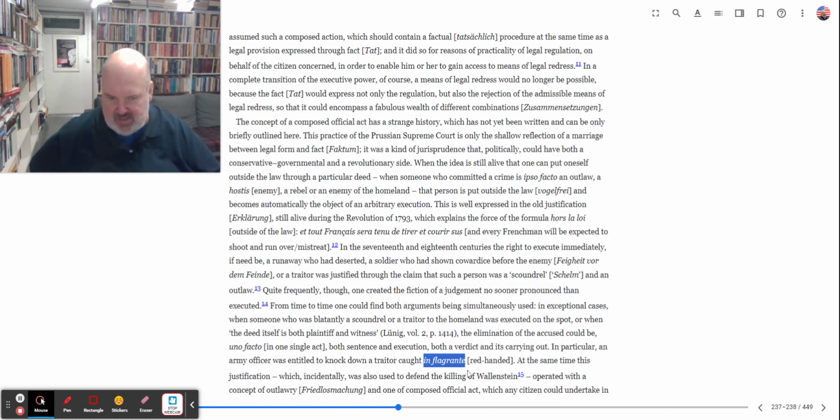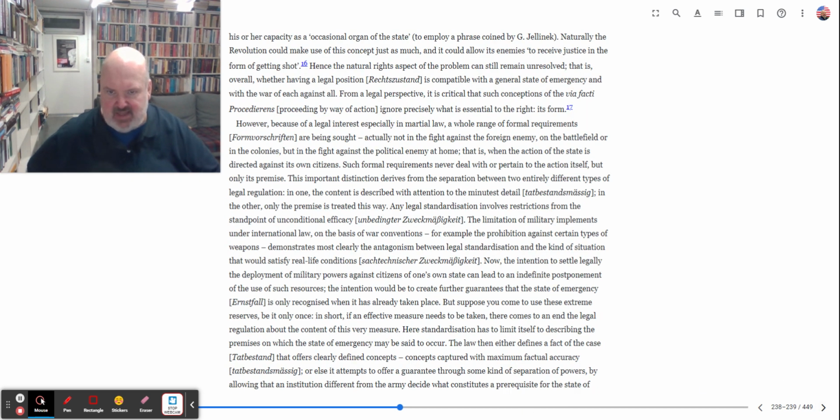Fragrantly, immediately, in the act of something. At the same time, this justification, which incidentally was also used to defend the killing of Wallenstein, operated with a concept of outlawry and one of composed official act, which any citizen could undertake in his or her capacity as an occasional organ of the state, to employ the terms used by Jellinek.